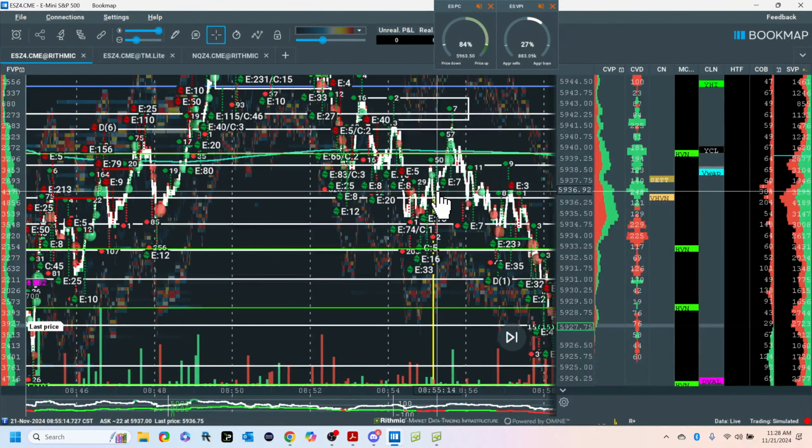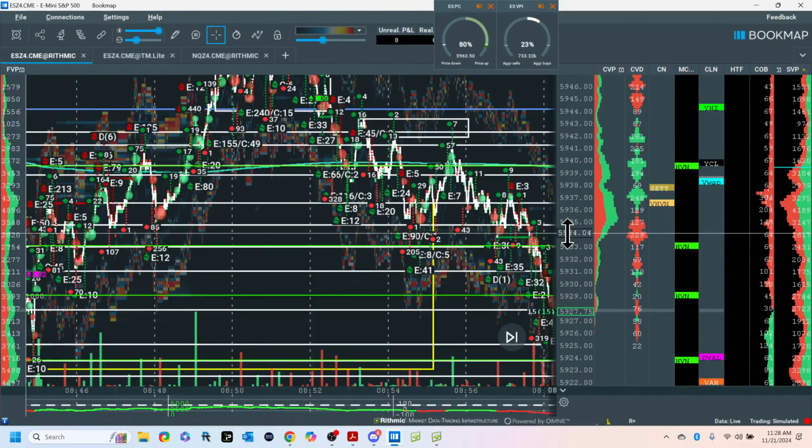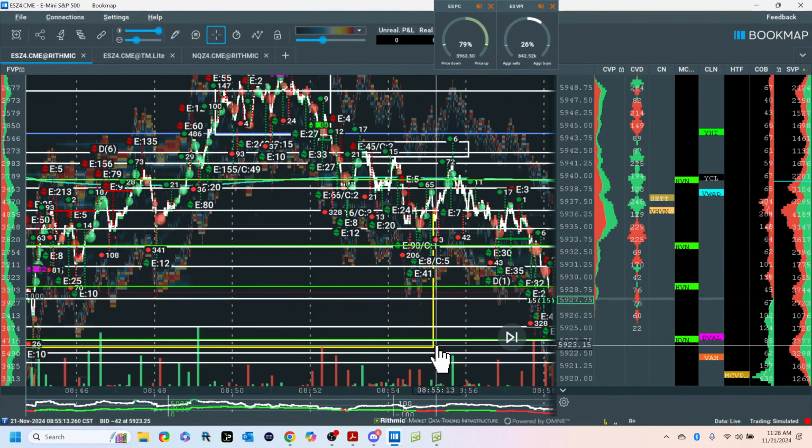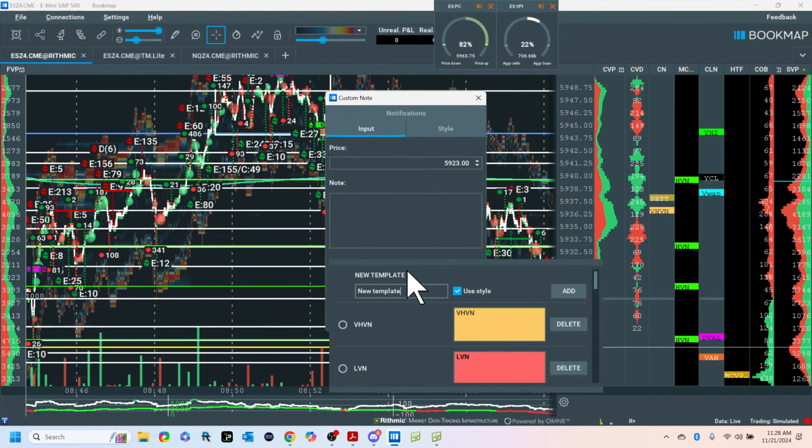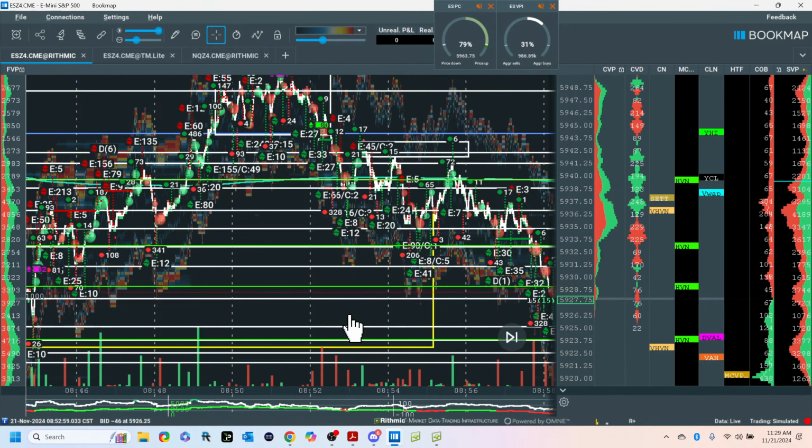Watch. See it? So I am looking for shorts and my target is below. And what is my target? This variable high volume node. Let's mark it. Now I know if you haven't seen this before, you're seeing all these lines and you're going, oh, that's a mess. Well, I don't keep all these lines on here. I don't. I'm just showing you so you can read the structure.